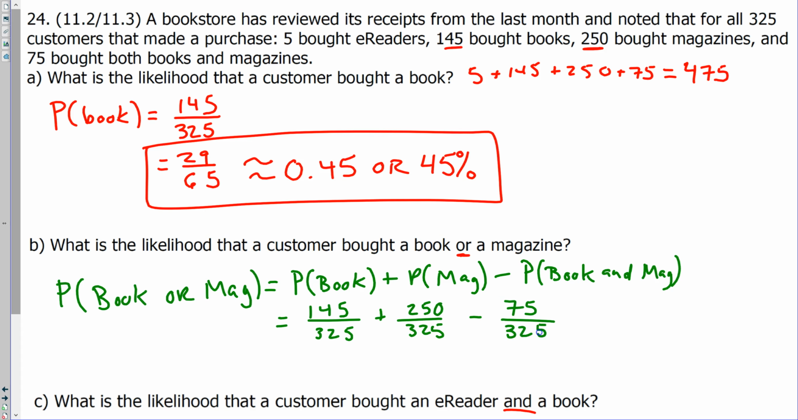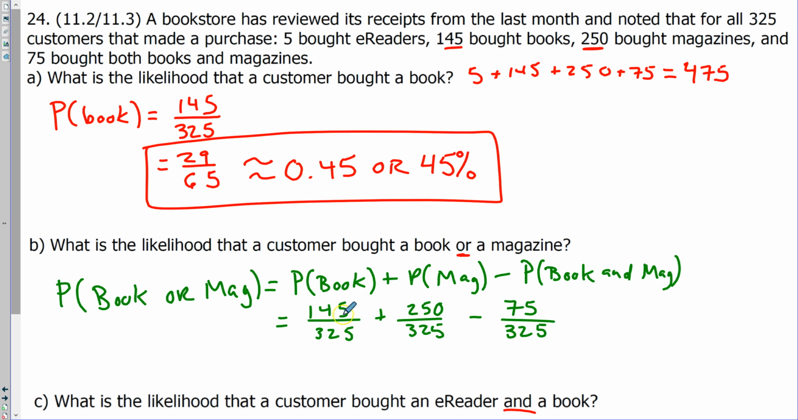Occasionally, that may not be an option. Your two events are what we call mutually exclusive. There isn't any overlap in the two categories. So in that instance, this subtracted probability would be 0. You wouldn't have anything to subtract off. Here we actually do have something to subtract off. So these are all out of 325.